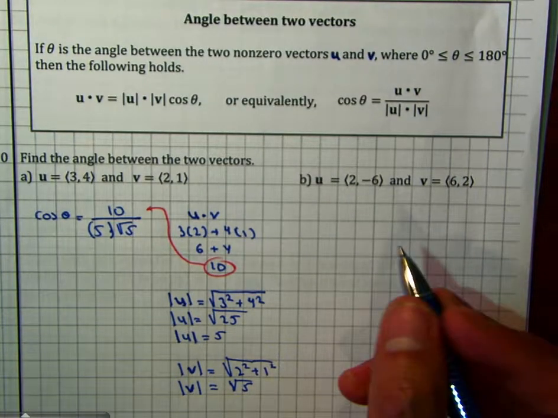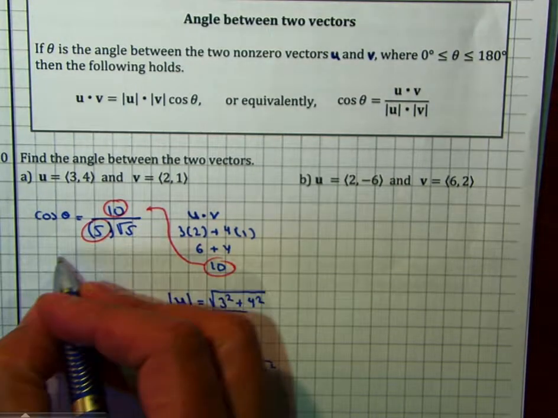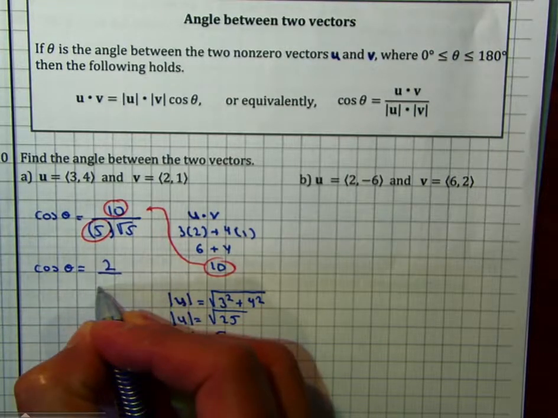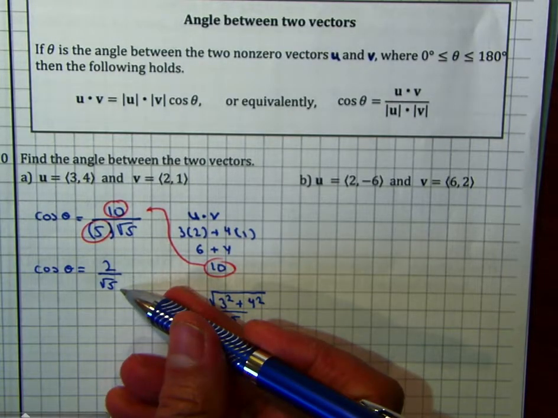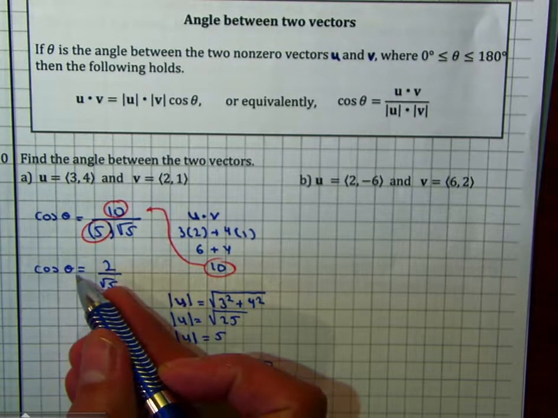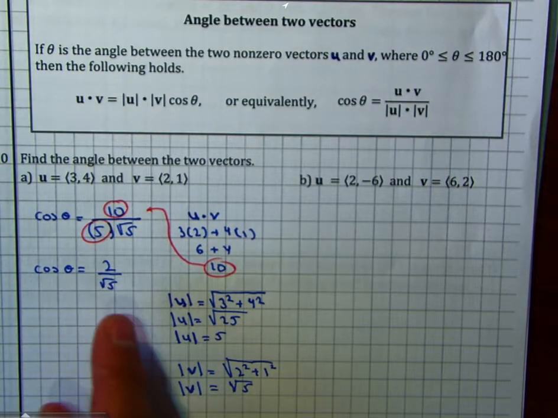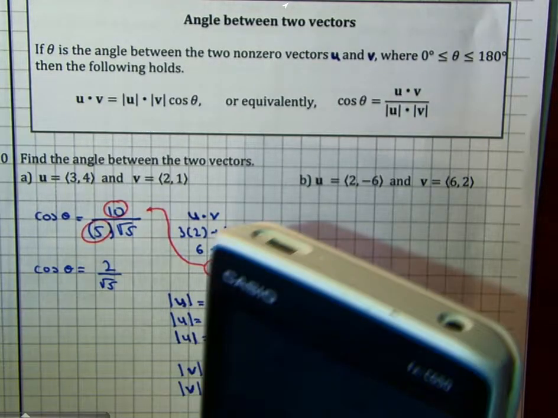And now we can simplify it. I can reduce my 10 and my 5 to be 2. So therefore the cosine of theta is equal to 2 over the square root of 5. I can take the time to rationalize it, but in this case I just need to solve for the angle. And 2 over square root of 5 is not one of the angles that we know. So therefore I need to use my calculator.